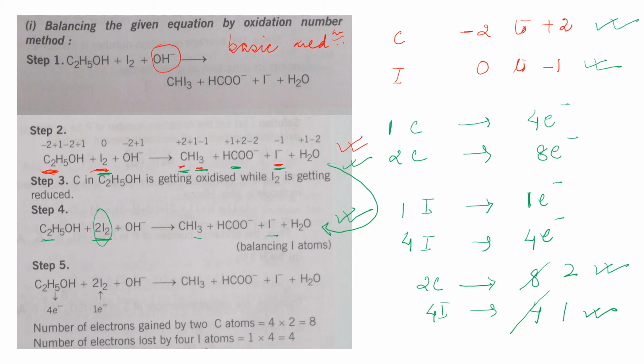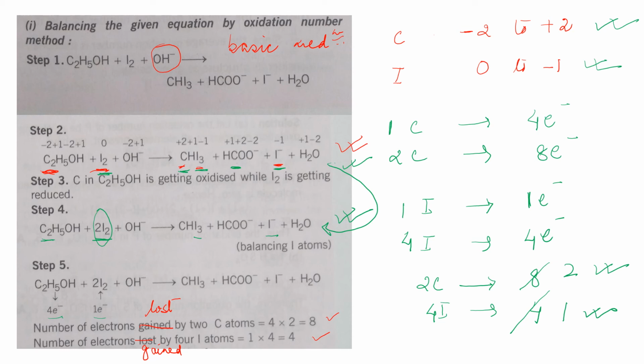Now see here what is written in step 5. Now step 5, 4 electron and 1 electron, as I told you, it is written number of electrons gained by 2 carbon atoms. It is wrongly written. It will be number of electrons lost, a misprint. And this will be number of electrons gained. Okay, so this is 8 and 4, as I got 8 and 4. Now you can reduce it. I am getting 2 and 1. So the coefficients I am getting are 2 and 1.